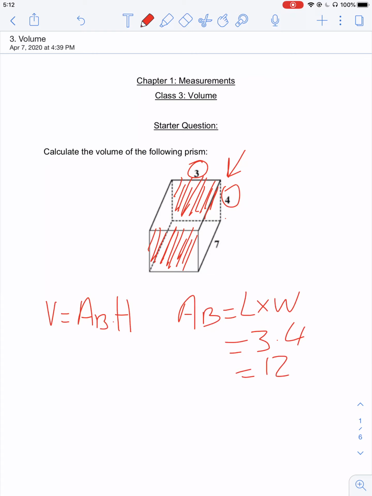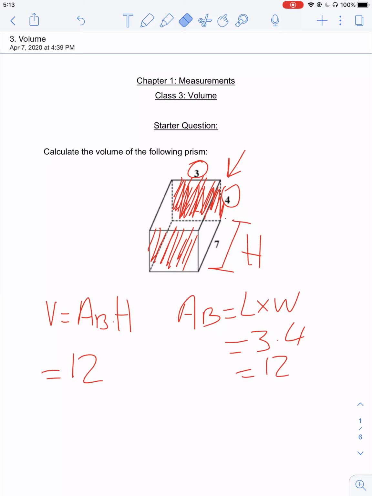Now, you don't have to multiply this by 2. We're not finding the surface area, right? You're just finding the area of one of your bases. So don't multiply it by 2, keep the 12. Find the area of one of the bases, and that is it. And then multiply that by your height. So volume is just equal to area of base, which is 12.